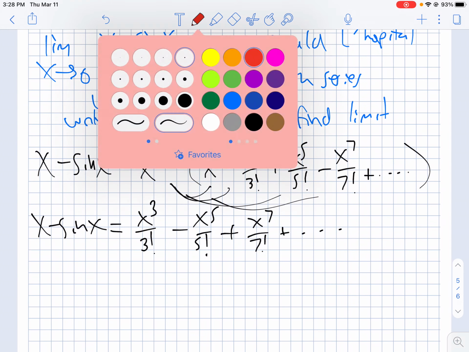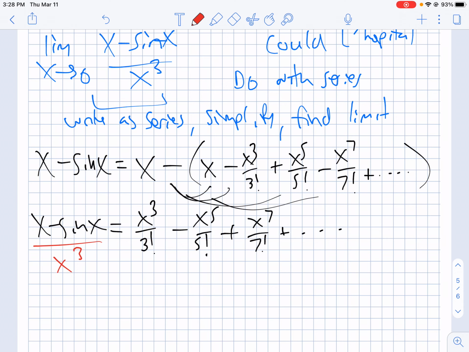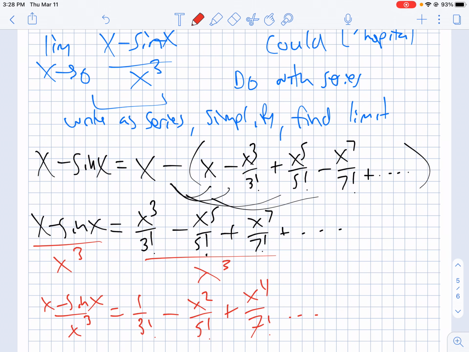Okay, and then we're trying to write this as a series. The next thing we're going to do is divide each of these by x cubed. So divide each term by x cubed. So we're going to get x minus sine of x over x cubed equals, okay, so dividing that out, the x cubes cancel. Here we subtract the power, we get x squared over 5 factorial. Here we get x to the 4 over 7 factorial, and so on.